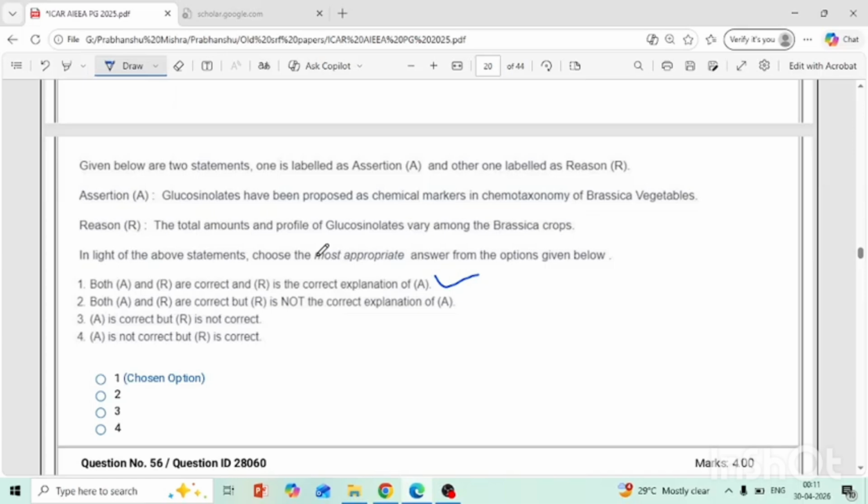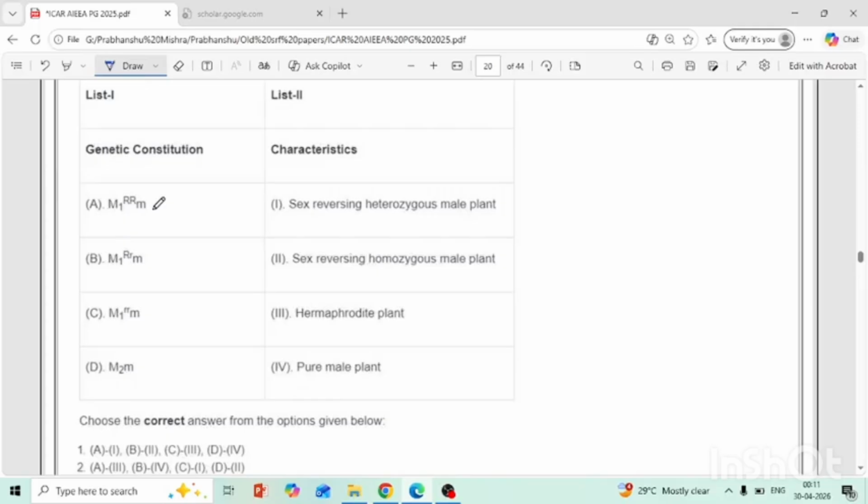Another question is M1 capital R small m. These are the genetic constitutions of the papaya and their characters. If M1 capital R small m is present, then it is sex reversal but homozygous, because here the capital R is present, so it is the homozygous condition. Then the answer is sex reversal homozygous. But here, M1 capital R and small r means this is heterozygous in nature, then it is sex reversal in heterozygous male plant.